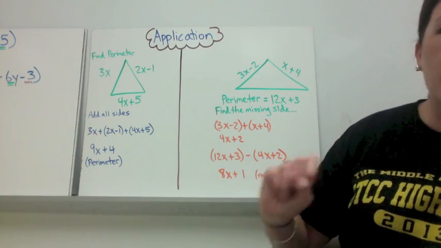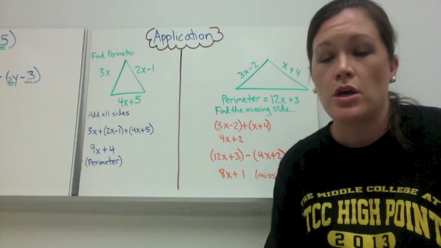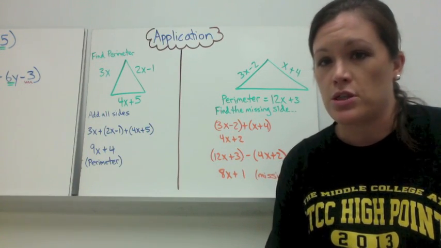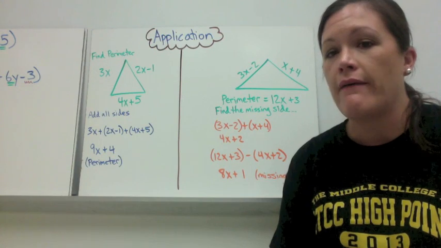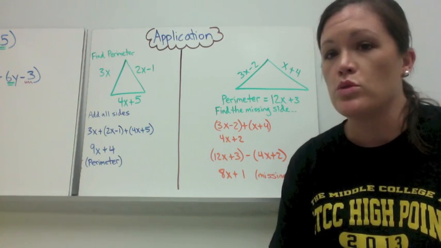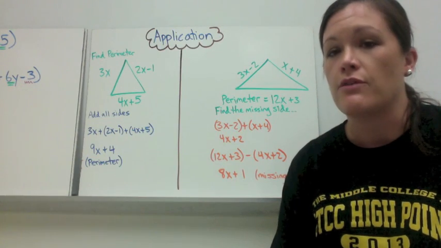So just keep in mind when you're adding and subtracting polynomials, you want to combine like terms. Do not change their exponents. You just match the ones that have the same variables and the same exponents. But those exponents don't change. You just combine the numbers in the front.